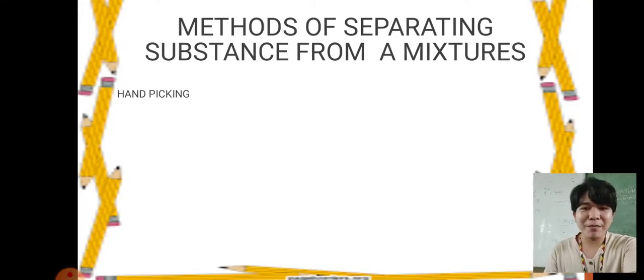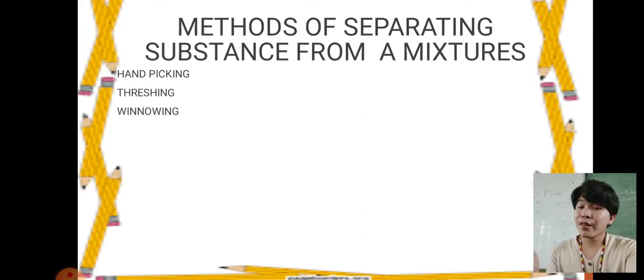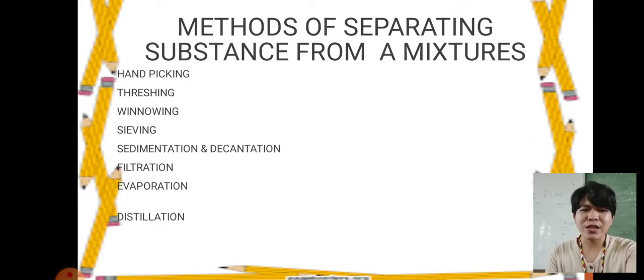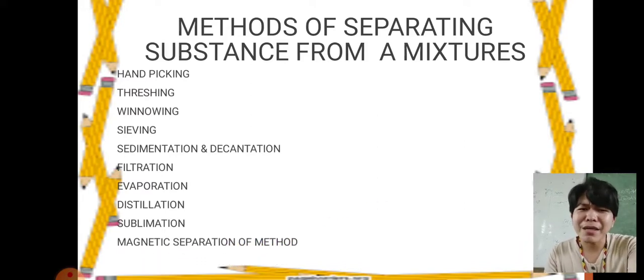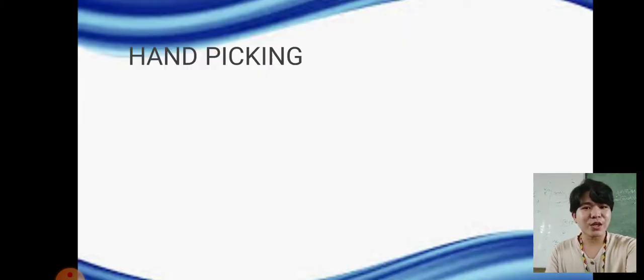So, these are the methods of separating substances from a mixture. We have handpicking, threshing, winnowing, sieving, sedimentation and decantation, filtration, evaporation, distillation, and of course, sublimation. Plus magnetic separation and the separating funnel method. So let's start with number 1, handpicking.